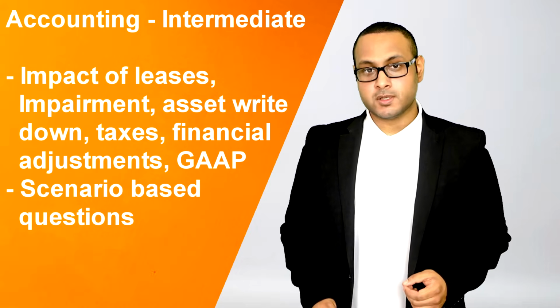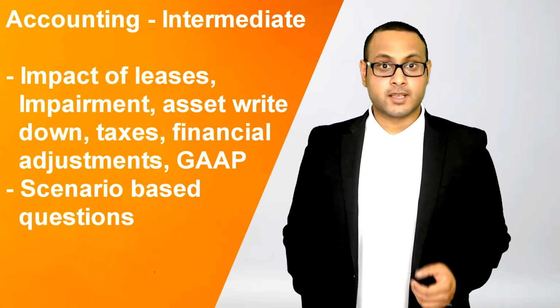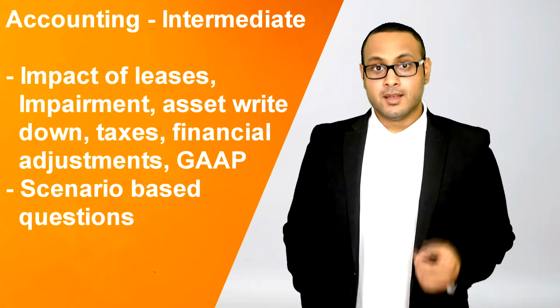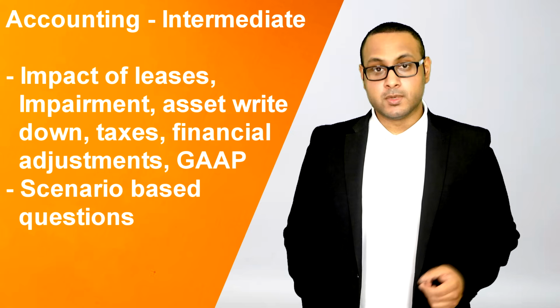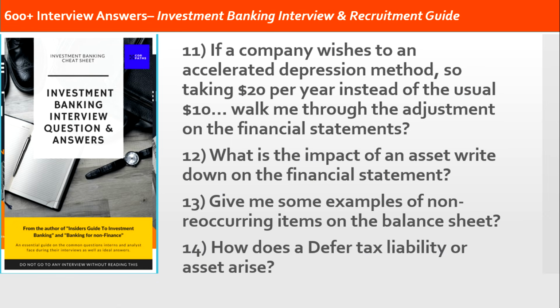But more intermediate questions are going to be on the impacts and effects of leases, asset write-downs, tax implications, financial adjustments, and scenario-based questions. So for example, if a company wishes to use an accelerated depreciation method, so taking $20 per year instead of the usual $10, walk me through the adjustments on the financial statements. What is the impact of an asset write-down on the 3 financial statements? Give me some examples of non-recurring items on the balance sheet. How does a deferred tax liability or asset arise?